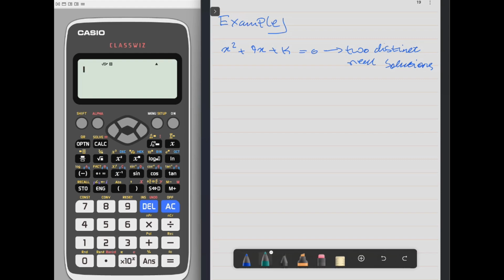So here, your a is going to be equal to 1, your b is going to be equal to 4, and your c is going to be equal to k. And b squared minus 4ac becomes 4 squared minus 4 times 1 times k, greater than 0. So 16 minus 4k is greater than 0. By solving the inequality, you know that k is going to be less than 4. And this is your answer.